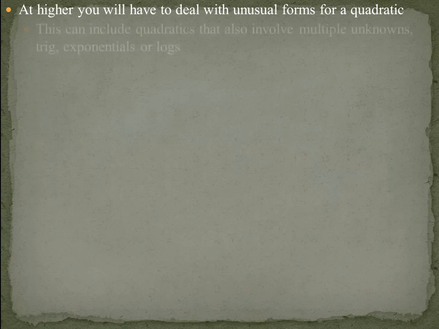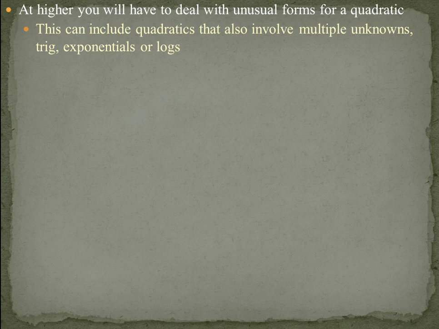Fourth kind of area to look at now. Higher, you will have to deal with unusual forms for the quadratic. So it's not just limited to nice, straightforward x squared. You'll have to do quadratics that may also involve multiple unknowns. So it might be a p and a q.